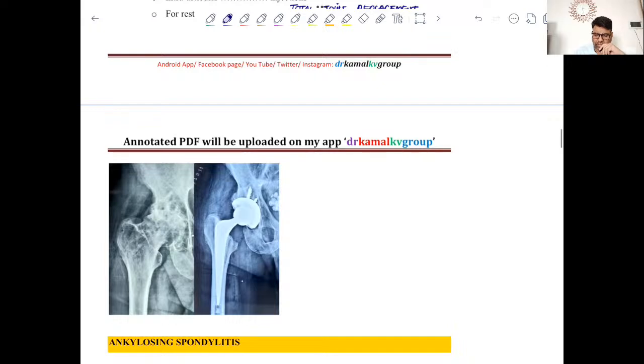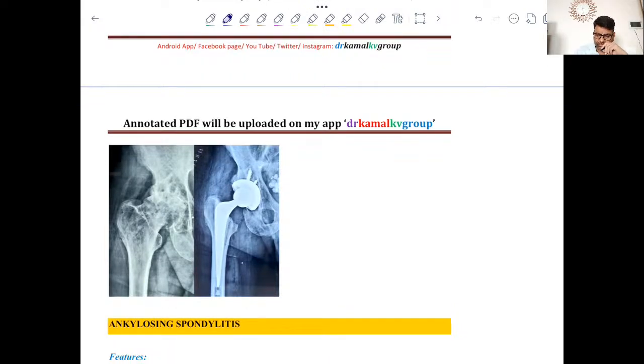And here you can see this is an X-ray of total hip replacement, THR, right? So we have to remove both the components, the femoral component and the acetabular component. So both the components are replaced here. So this is in short about osteoarthritis.